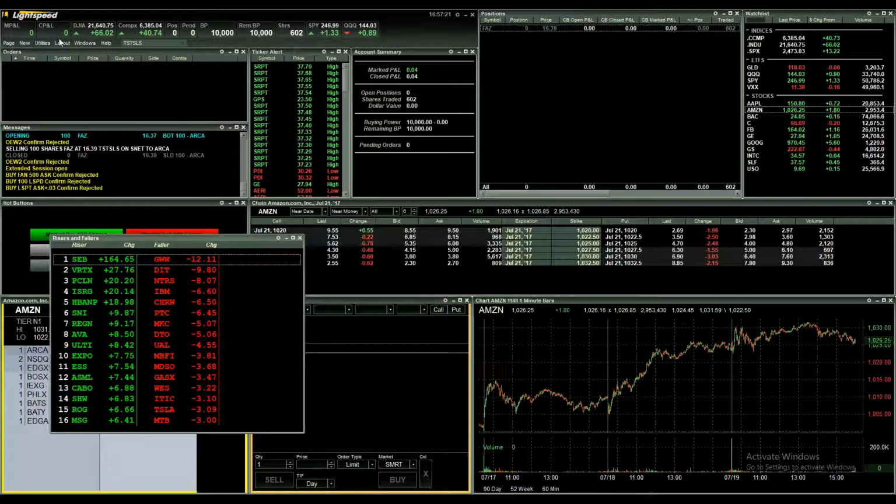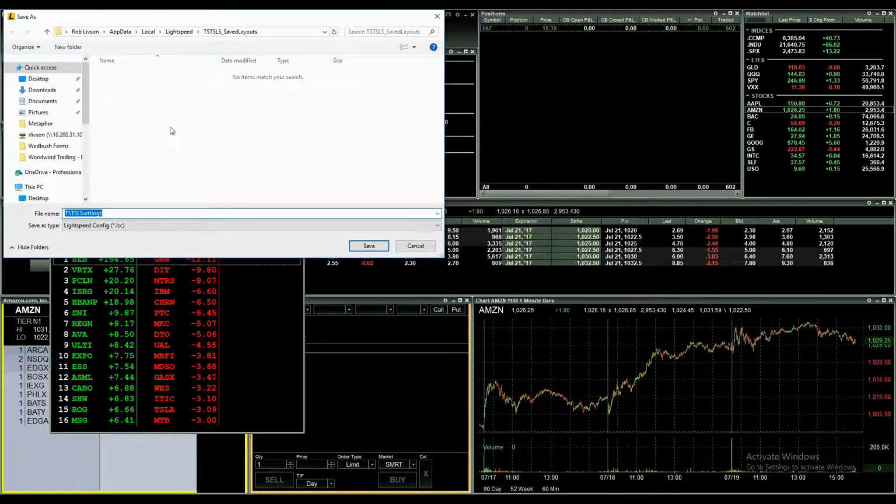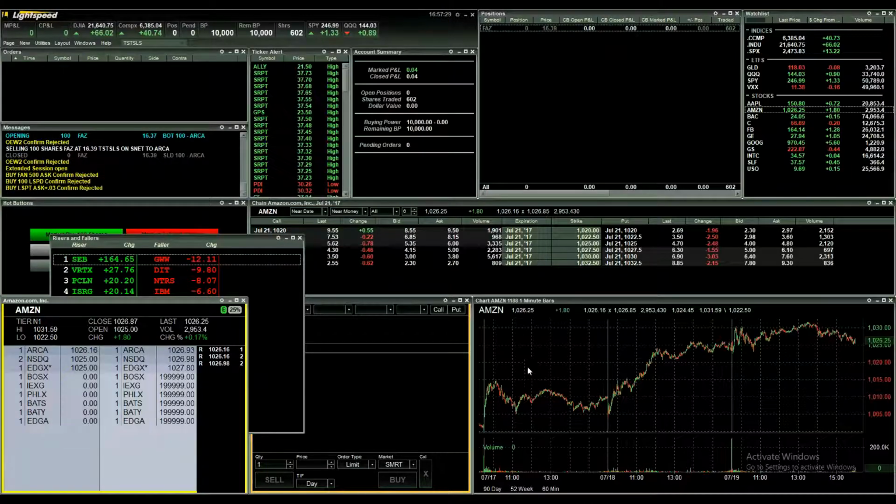You can save your layout by going to your layout menu and doing a save layout as. This will allow you to save the layout to your machine. You can make changes and save that as well. If you save your layout, then you should be able to load that right back. You're saving it to your computer as well as our server.